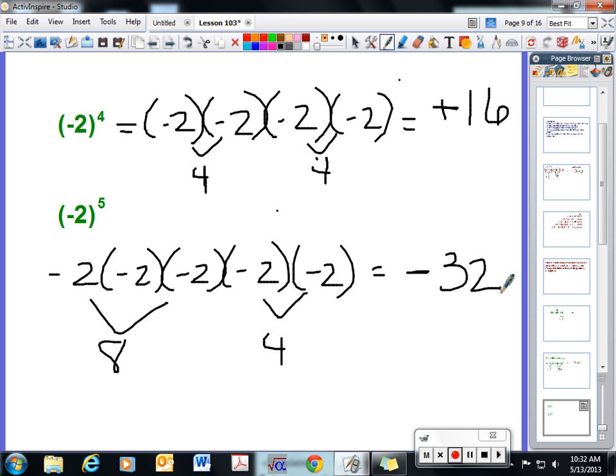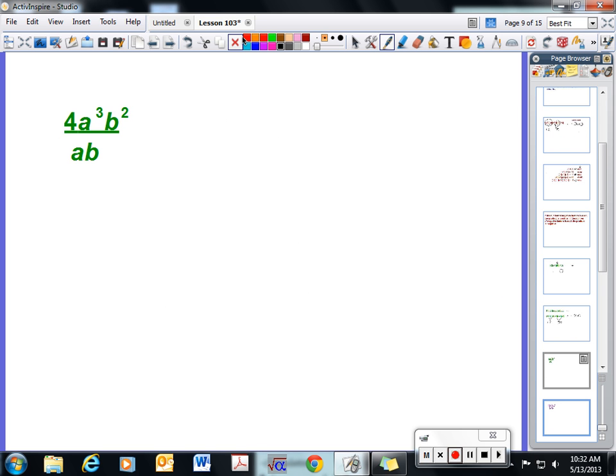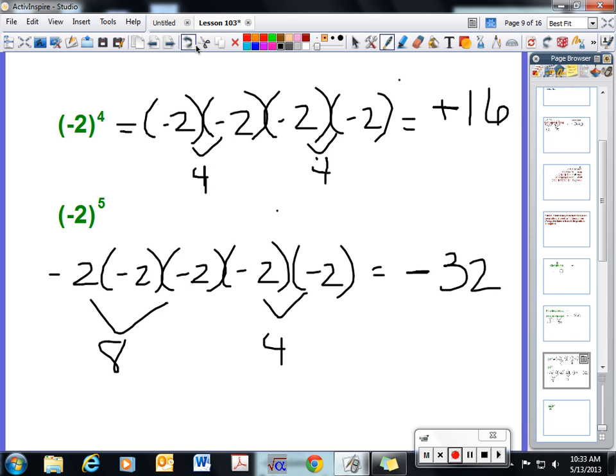Now again, let's think back to our original pattern. Hold on, let me undo that. We had said if the number of negative numbers was even, our answer would be positive, which it did come out to be. And we said if there were 5 of them, then our answer is negative, which proved out in that one also.